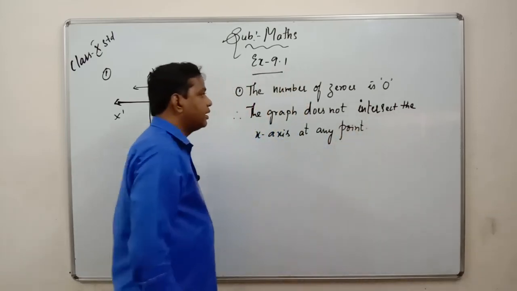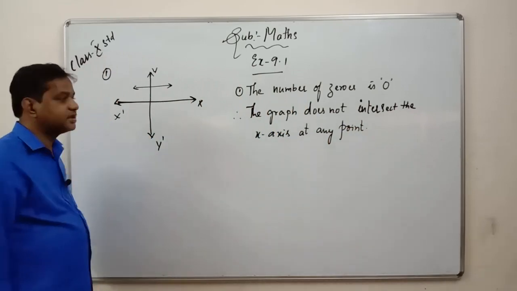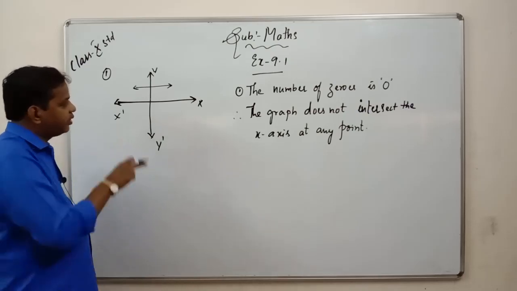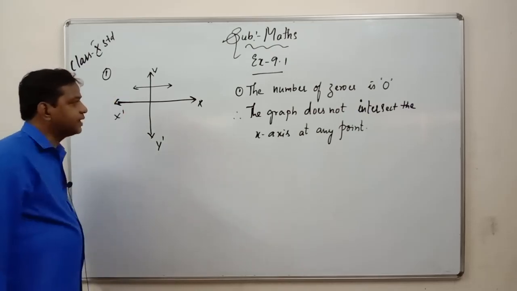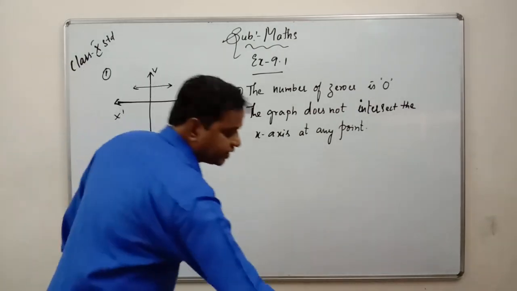See, here the number of zeros is 0. Why is the number of zeros 0? Because the graph does not intersect the x-axis at any point. So the line is not intersecting the x-axis at any point. Therefore, the number of zeros is 0 only. Let us see the second figure.